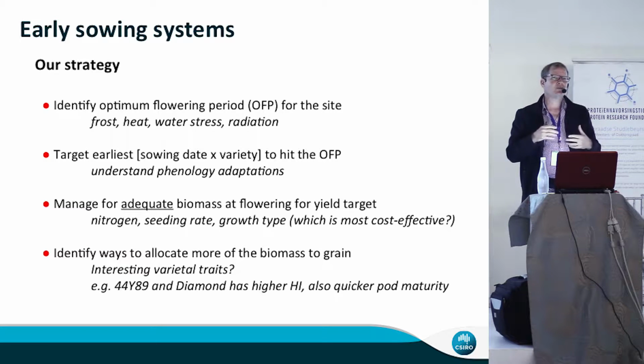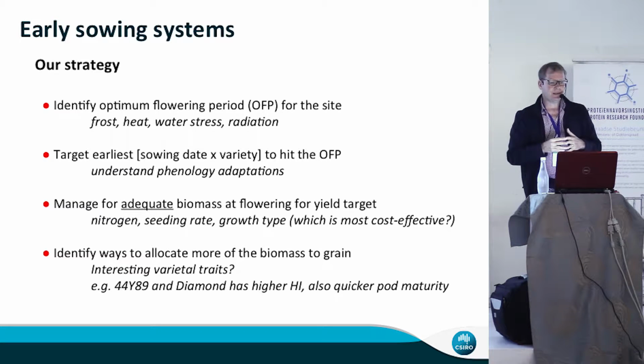And then the question is, what's the most profitable, what's the most economic way to have that biomass? Is it more nitrogen? Is it seeding rate? Is it to move to a hybrid variety? There's a lot of ways to manipulate the biomass a crop produces, and we're trying to understand the most cost-effective way to achieve that biomass.